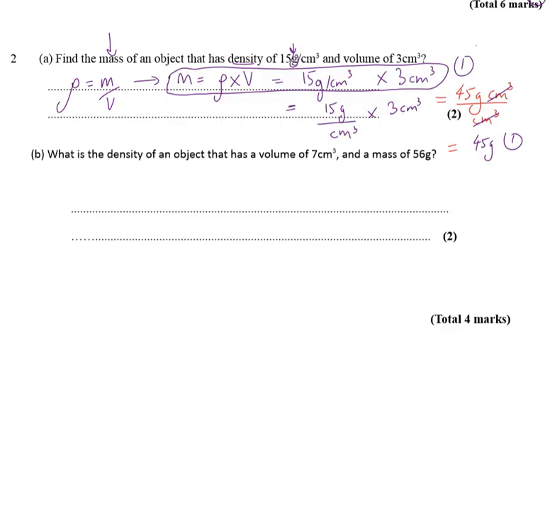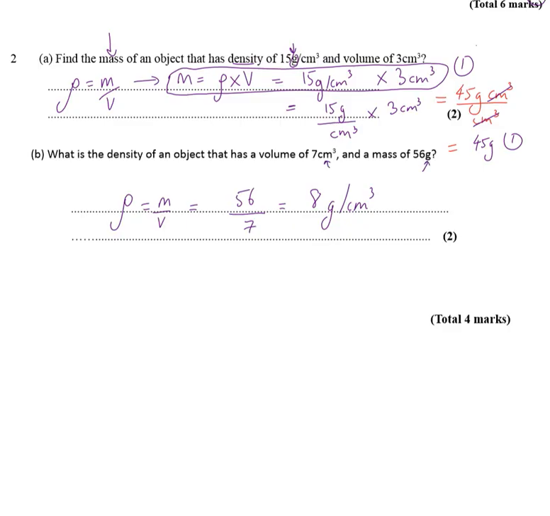Now next one is density again. So density is equal to mass divided by volume. Mass we know is 6, volume we know is 7. This will give us 8. Now what's the unit? The unit is going to be grams per centimeter cubed. Why is it grams? Because look, there's grams there. Centimeter cubed because centimeter cubed is there.